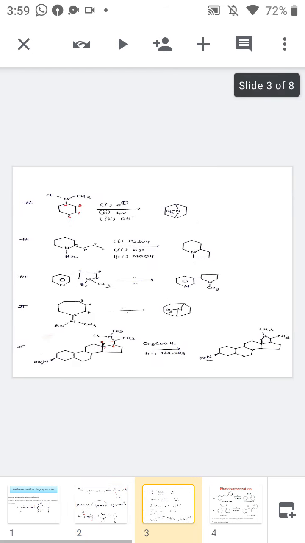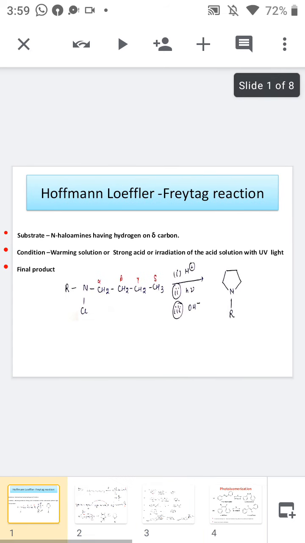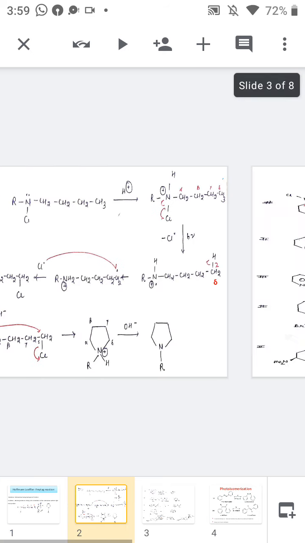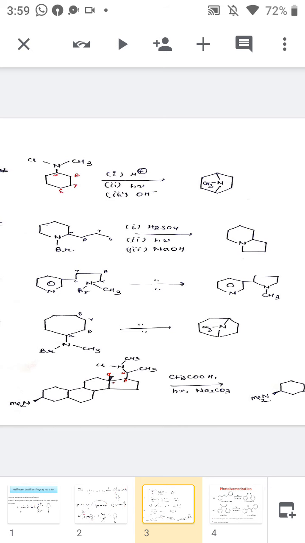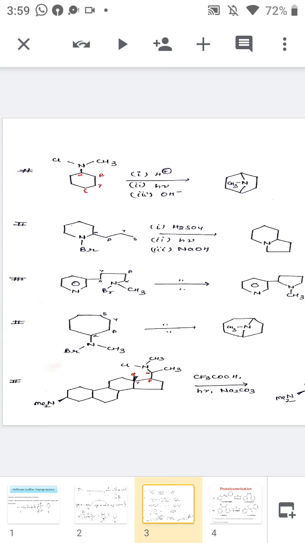Now these are some of the examples of the Hofmann–Löffler–Freytag reaction. See here in this example also, our starting material is an amine, and the first example is a cyclic amine attached to a halogen atom. Here it is chlorine, and when we apply the acid, followed by the irradiation, then followed by the base, we will get this as the product.